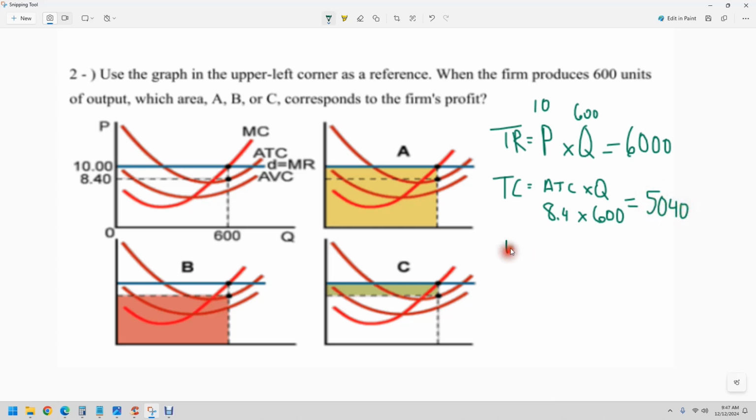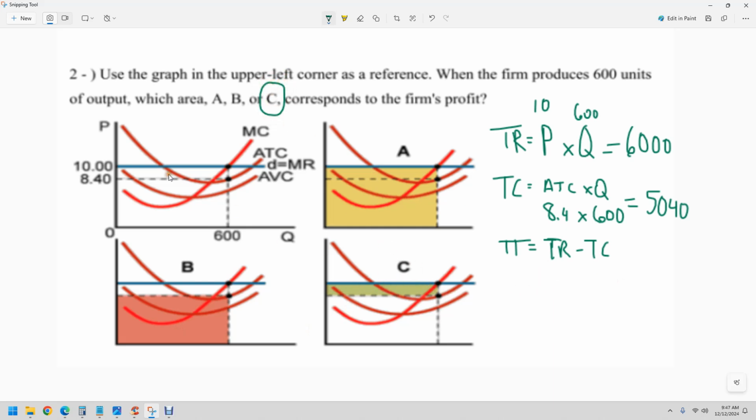5,040. And now we have profit, which is going to be the difference between these two: total revenue minus total cost. This question up here is asking for what is total profit? Well, this yellow rectangle is total revenue. The red pinkish rectangle is total cost. And then the difference between the two is profit. So C is the answer to this.